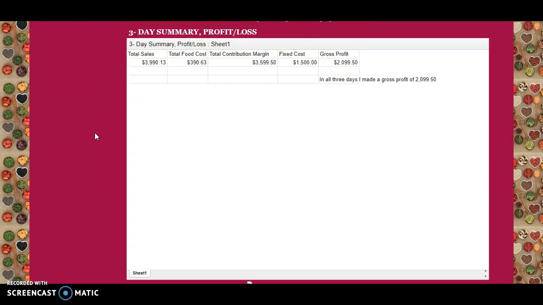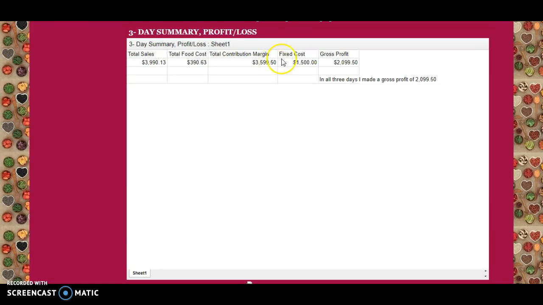If you keep scrolling, you'll get to the 3-day summary profit and loss. So this is the 3-day summary profit and loss. Your total sales comes from all 3 days, and that's just under $4,000. That is also on the previous spreadsheet, the spreadsheet 2. Your total food cost was $390.63, and again, that was the total number sold times the food cost per portion. So total contribution margin, you get that by doing your total sales, that number just under the 4,000, minus your $390.63 in total food costs.